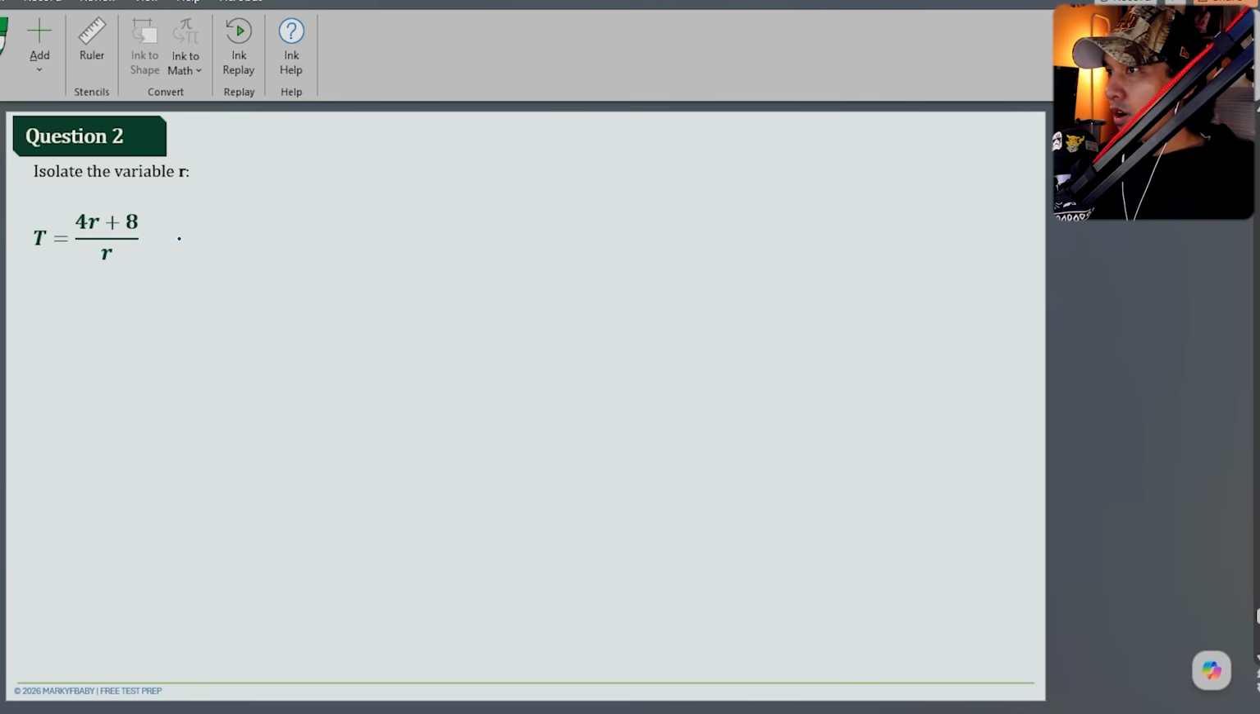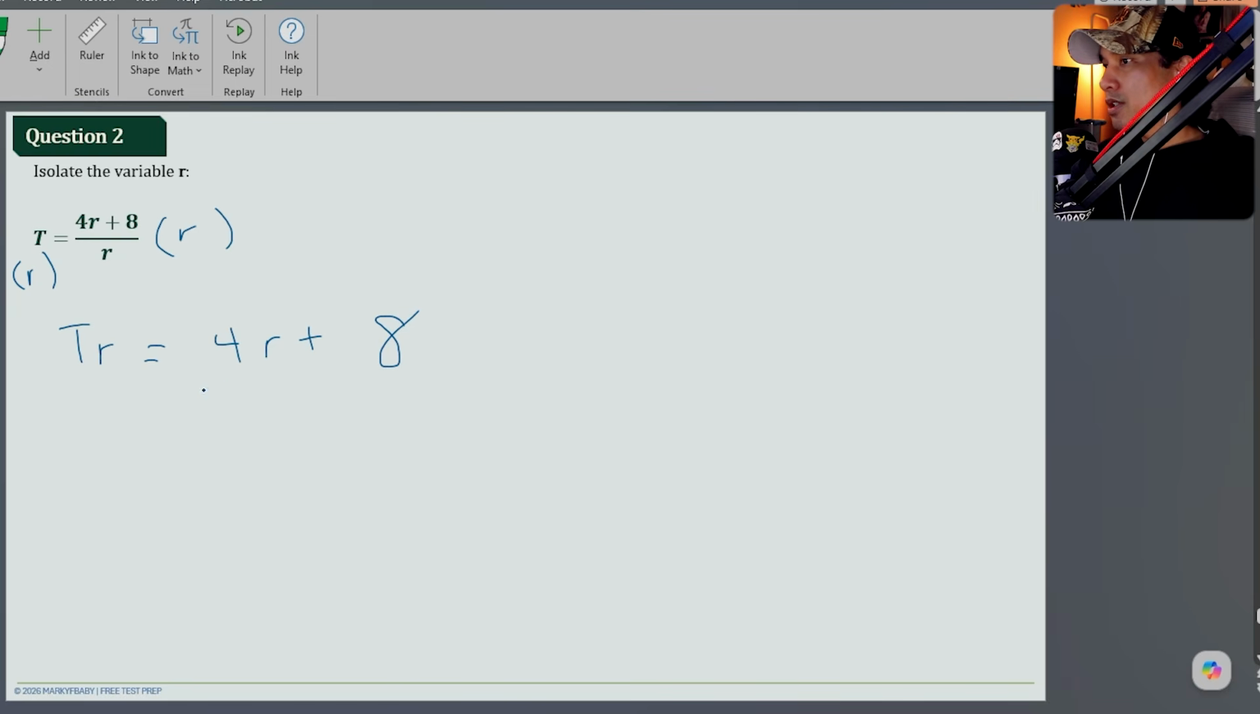All right. Question number 2. Isolate the variable R. So what I'm going to do first is clear the denominator. Right? Clear the denominator. And then that's multiplied by R. And then what I do on this side, I must do on this side. Multiply by R. And then I get TR equals 4R plus 8.